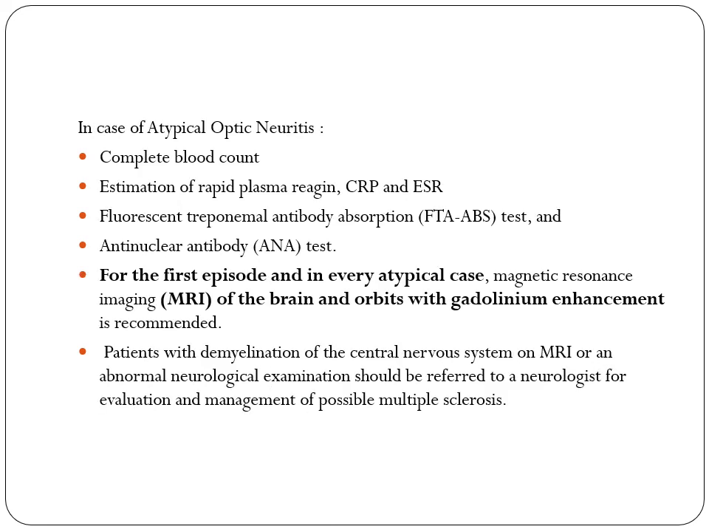In case of atypical optic neuritis, what will you do? Complete blood count, C-reactive protein, ESR, fluorescent treponemal antibody for syphilis, antinuclear antibody for conditions of metabolic origin. For the first episode and in every atypical case, MRI of brain and orbit is recommended.